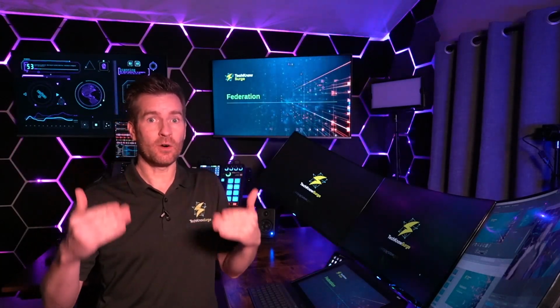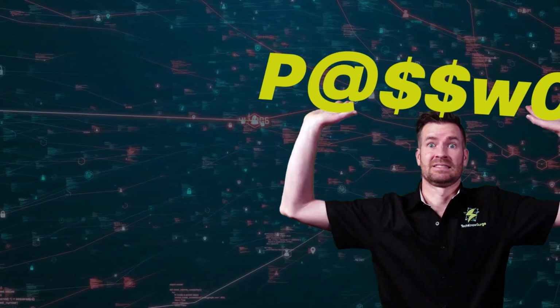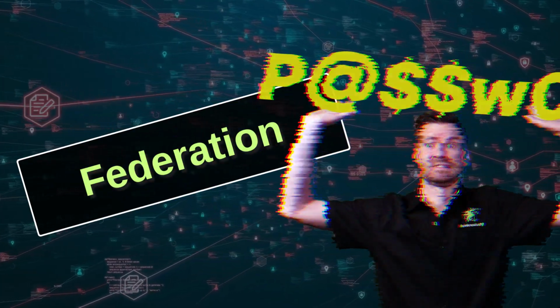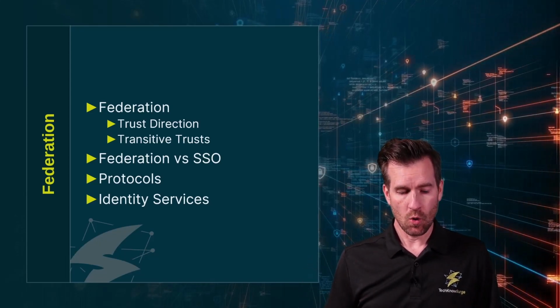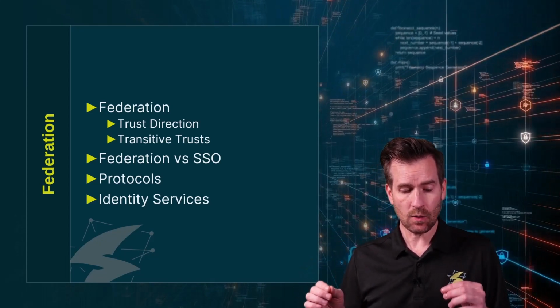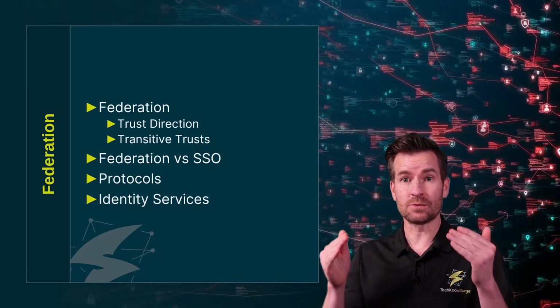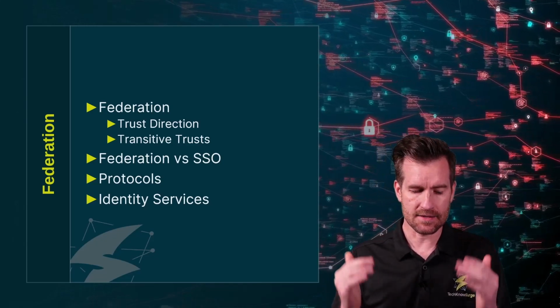We call that federation. So in this video, let's cover what federation is and what it looks like. We'll start out by talking about what federation is. We'll get into trust direction, we'll talk about transitive trust, we'll talk about federation versus what SSO is, we'll talk about protocols, and then identity services.